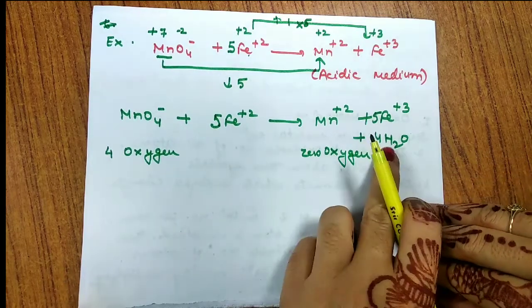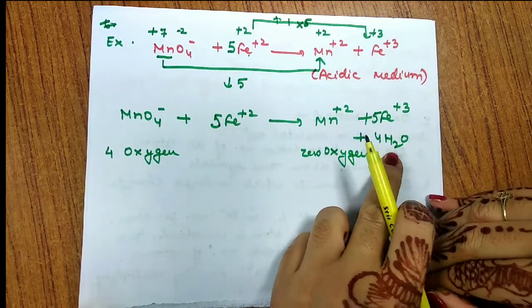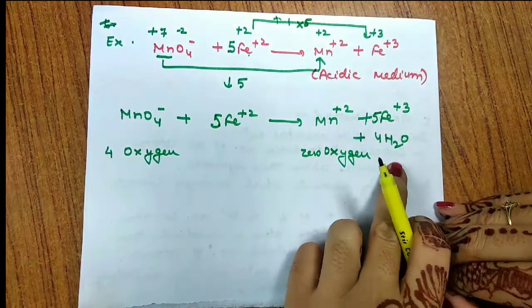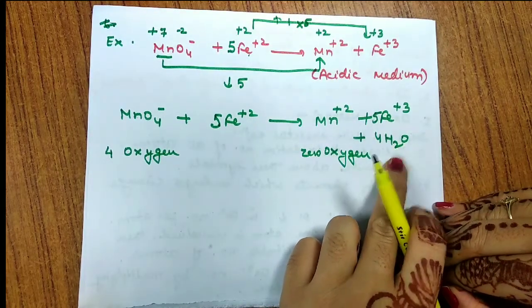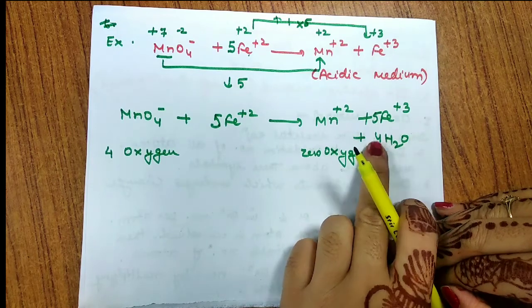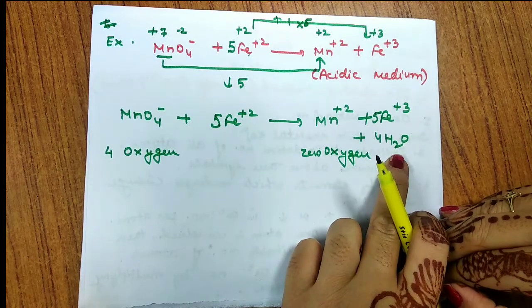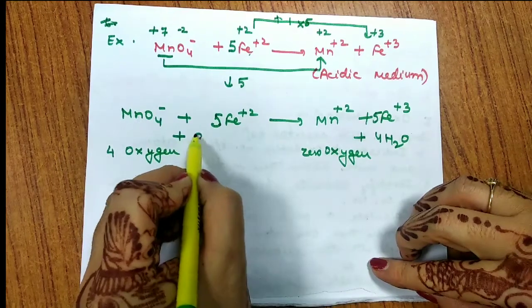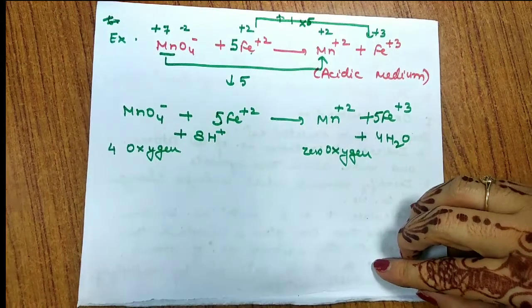Now the next step says we have to balance hydrogen. Since it is an acidic medium, we need to balance by adding H+ ion. So how many H do we have? 4 into 2, 8. So I'll just add 8 H+ ion out here.